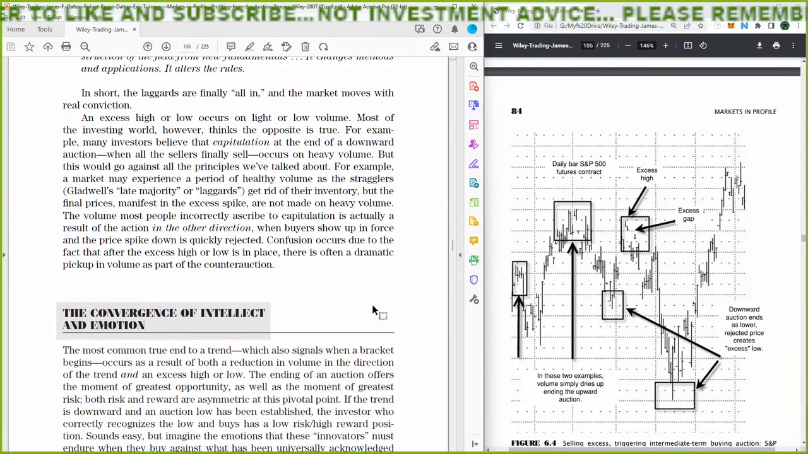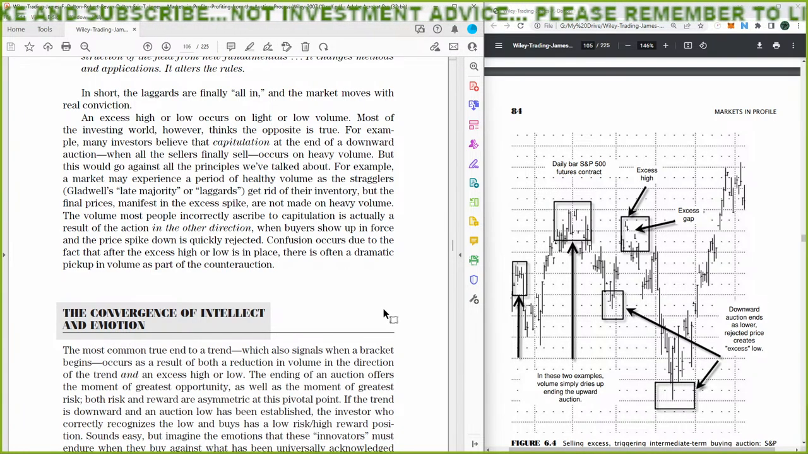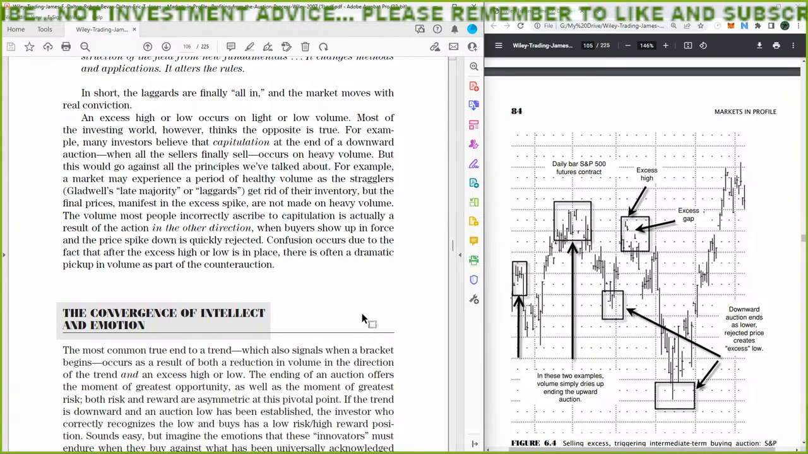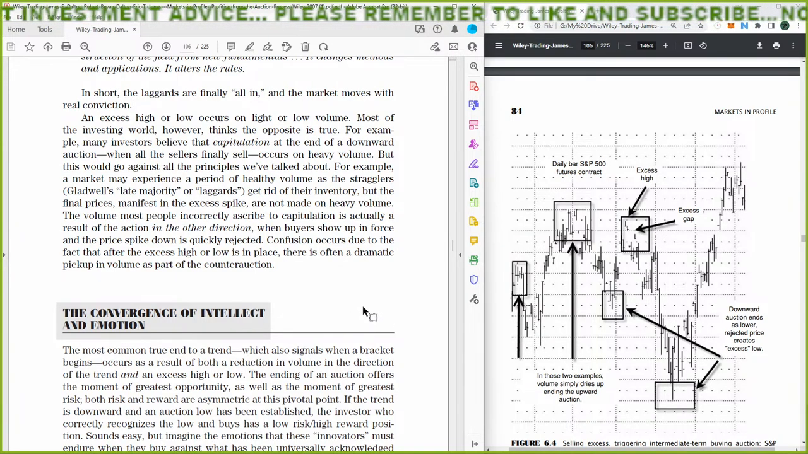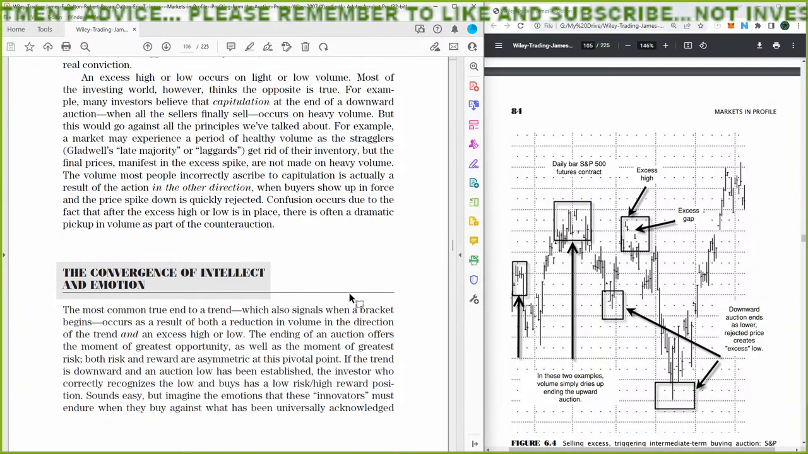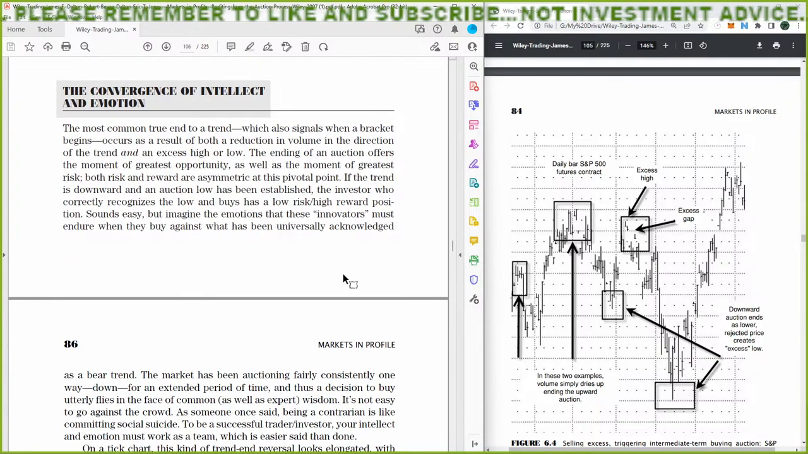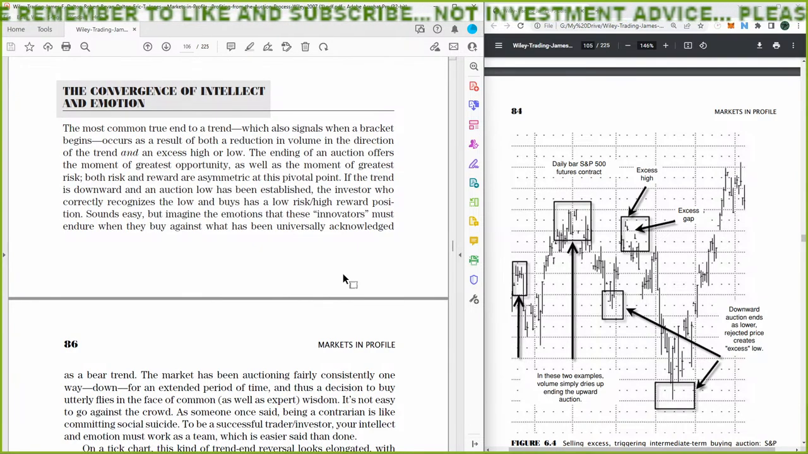When buyers show up in force and the price spike down is quickly rejected, confusion occurs due to the fact that after the excess high or low is in place, there is often a dramatic pickup in volume as part of a counter auction. The convergence of intellect and emotion.